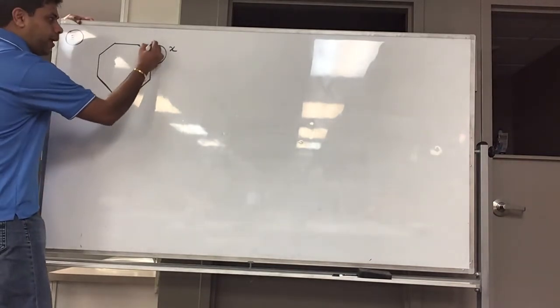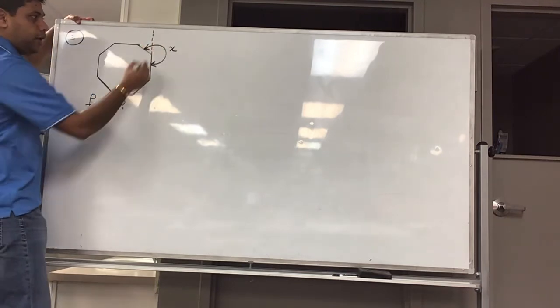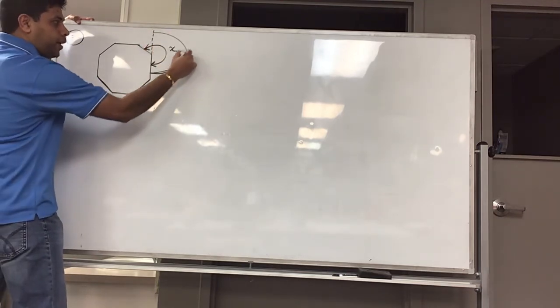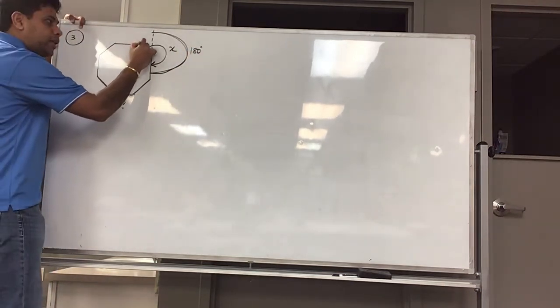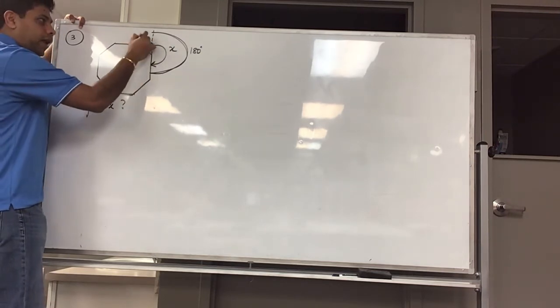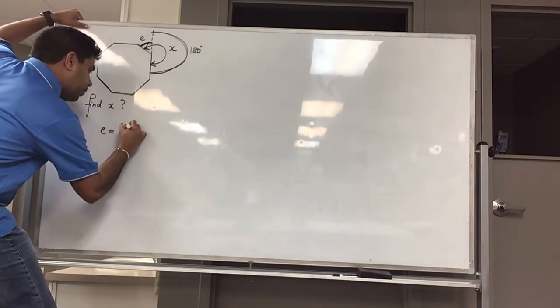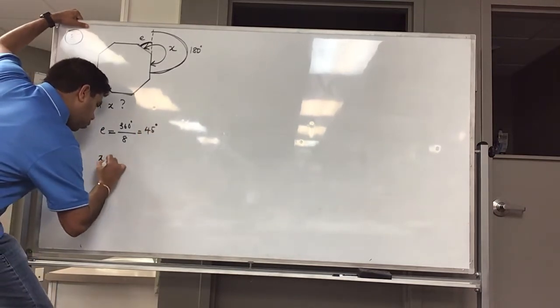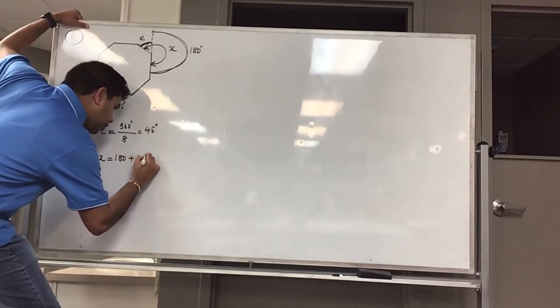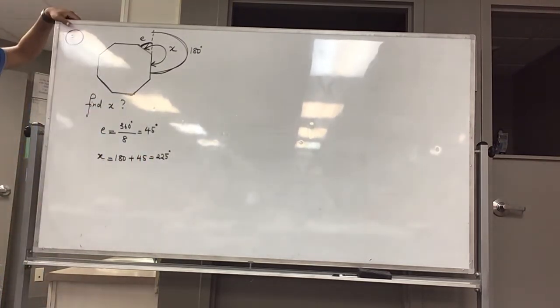So let's do this. Look at this. I'm going to take this line and draw this dotted line here. This entire line itself is 180 degrees. Am I right? So now you're left with this extra. What is this extra called? Exterior angle. So the exterior angle is 360 degrees divided by 8, which is 45. So x is 180 plus 45.